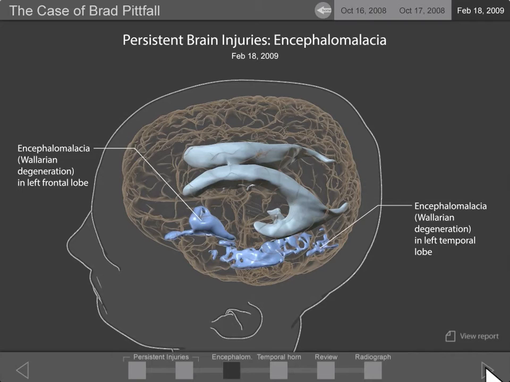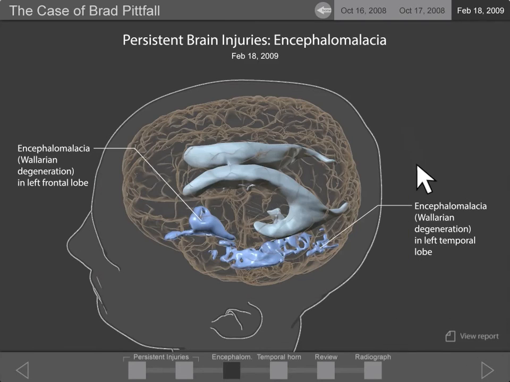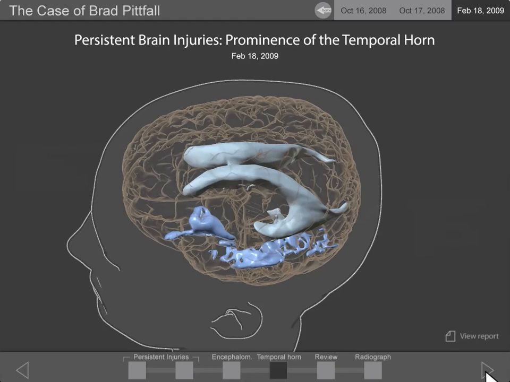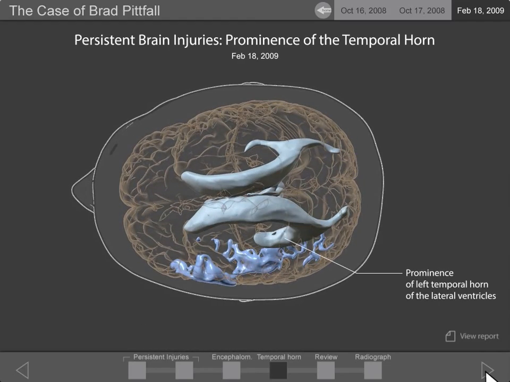Here is a view showing the depth and extent of the degeneration in the frontal and temporal lobes. The Wallerian degeneration is persistent, and the radiological report supports this visual evidence. In this top view, we see that the left temporal horn of the lateral ventricles is enlarged as a result of the degeneration.